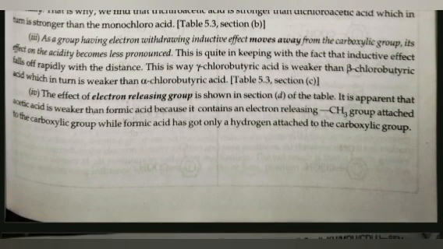Third, as a group having electron withdrawing inductive effect moves away from the carboxylic group, its effect on the acidity becomes less pronounced. This is quite in keeping with the fact that inductive effect falls off rapidly with distance. This is why gamma chlorobutyric acid is weaker than beta chlorobutyric acid, which in turn is weaker than alpha chlorobutyric acid. Fourth is the effect of electron releasing groups, shown in section D of the table. It is apparent that acetic acid is weaker than formic acid because it contains an electron releasing CH3 group attached to the carboxylic group, while formic acid has only hydrogen attached to the carboxylic group.